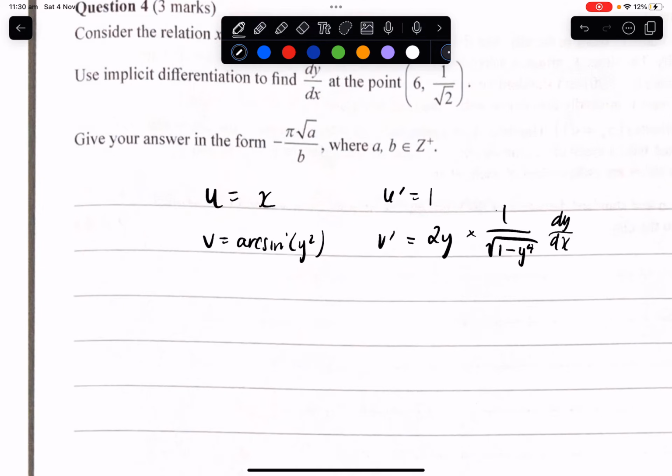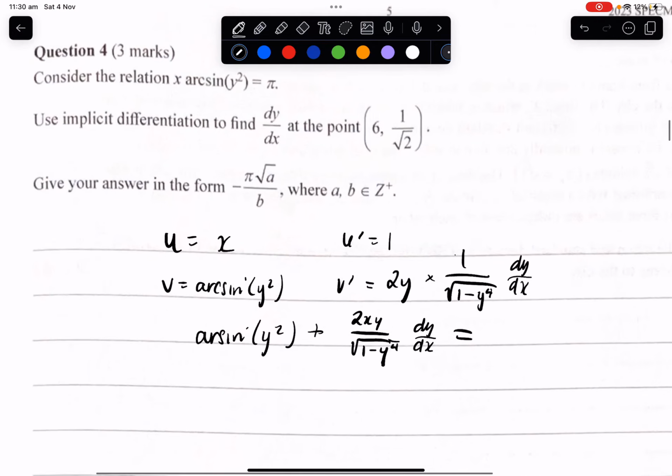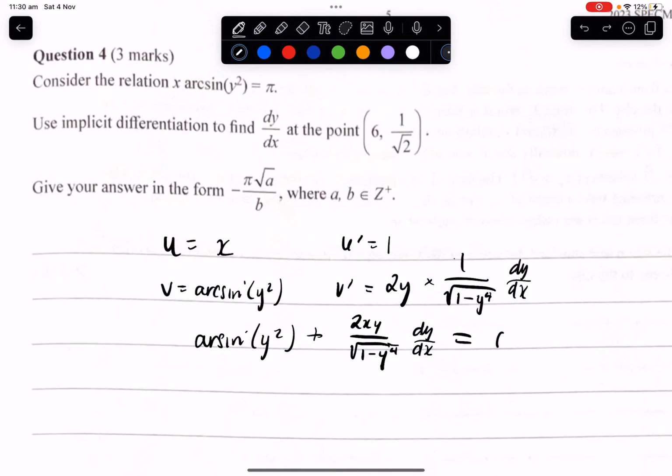So, this times this, so arcsine y squared plus 2xy over the square root of 1 minus y to the 4 dy on dx. That's equal to 0, derivative of pi.